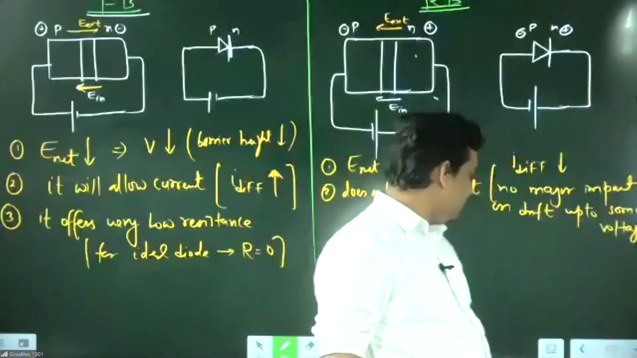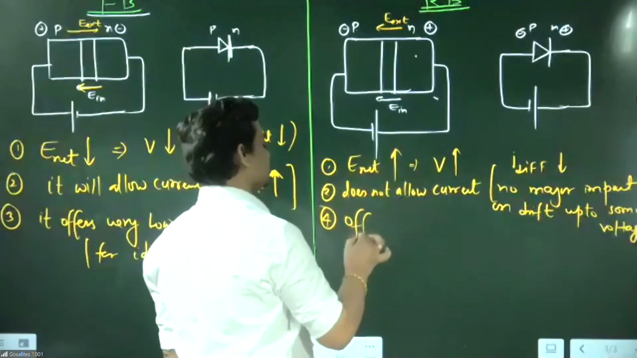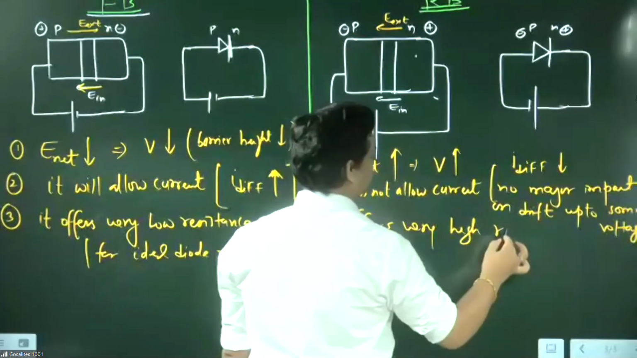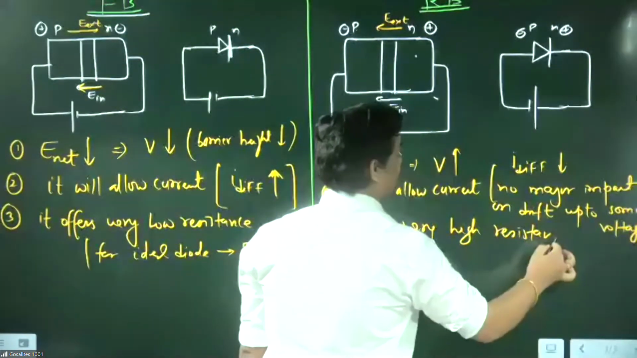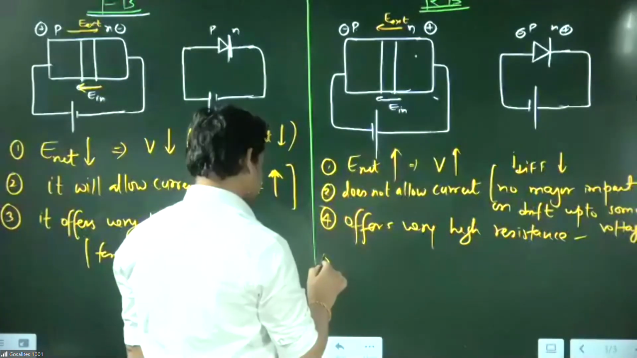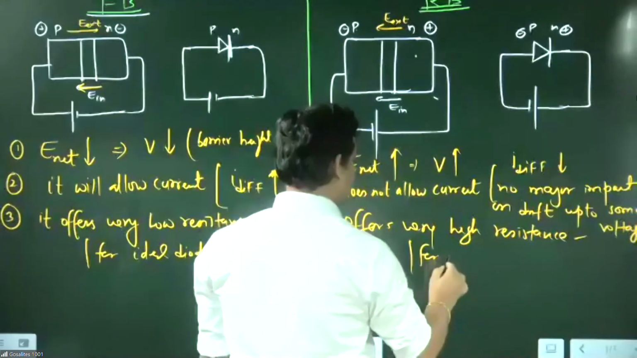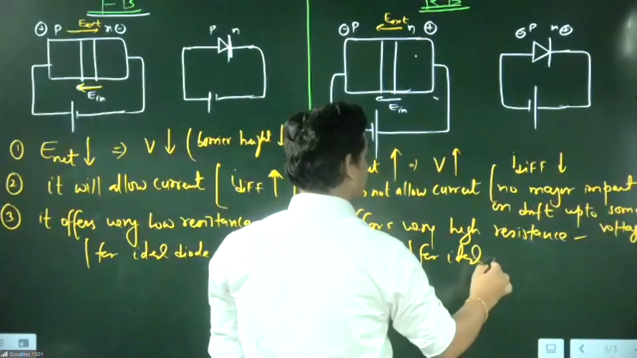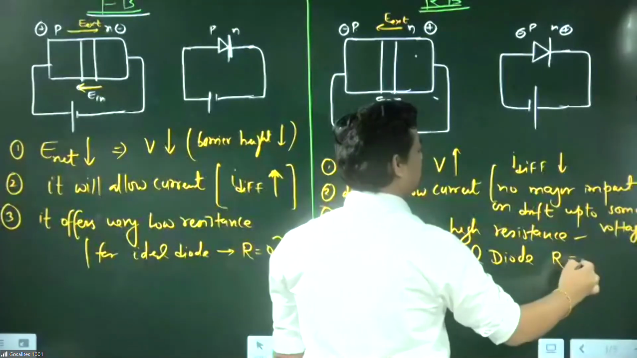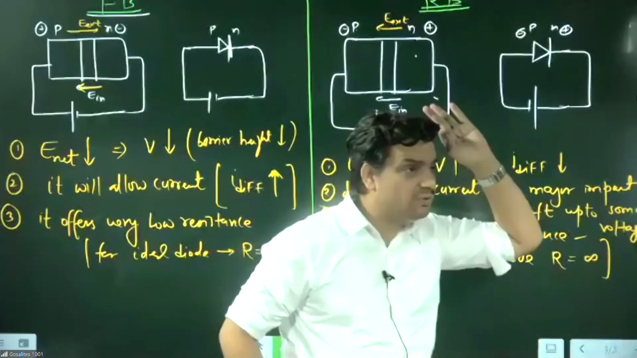Now here we can write, it will not allow current, means it offers very high resistance. Okay, offers very high resistance. Clear? Number 5 we can say this one. So for an ideal diode, how much resistance? For an ideal diode we can say resistance is very high. Very high means how much? Infinite resistance, which means ultimately current will not flow in reverse.